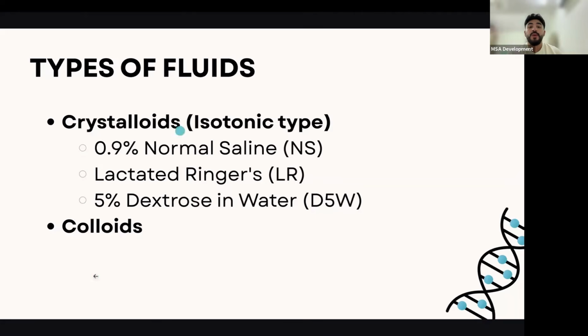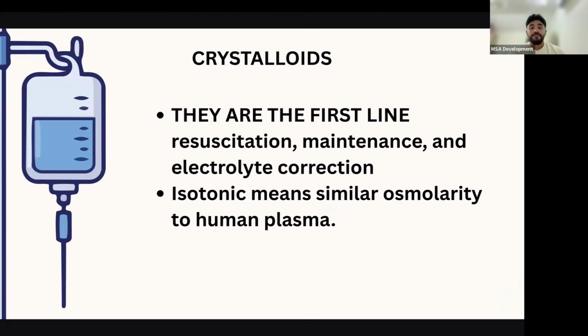Okay, and lastly, we have colloids. Colloids are usually high molecular weight fluids. They have albumins. We give them when patients are having hypoalbuminemia, for example. So yeah, and of course, they could even be given in patients who are burnt. We're going to go through all this, inshallah. So crystalloids are your first line when it comes to resuscitating a patient, and maintaining and correcting their electrolytes, okay?